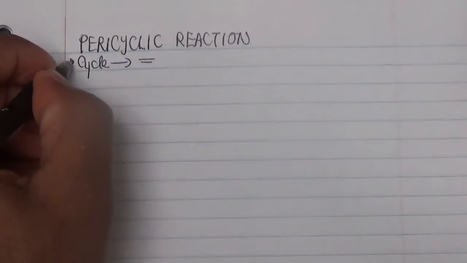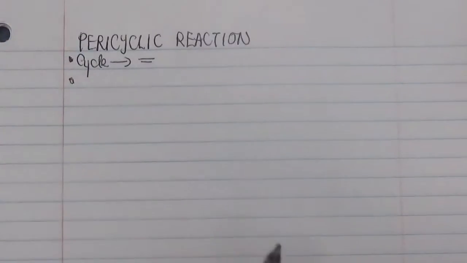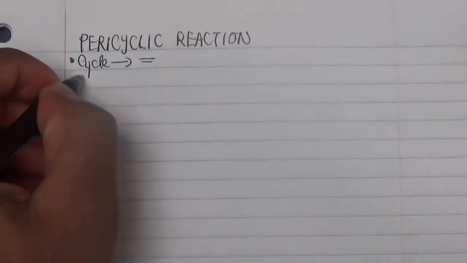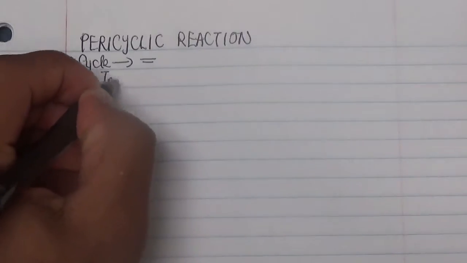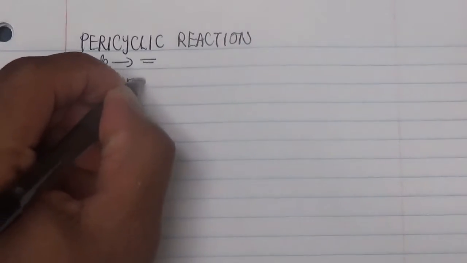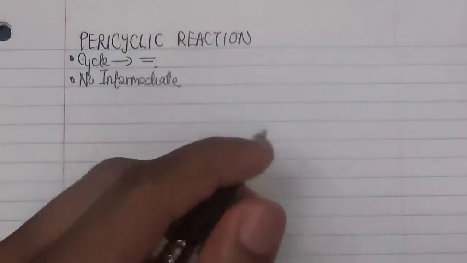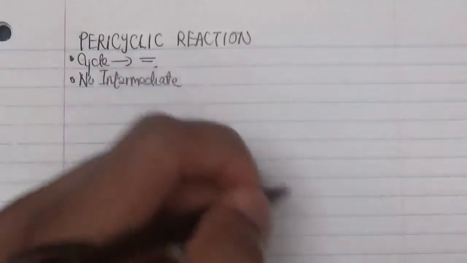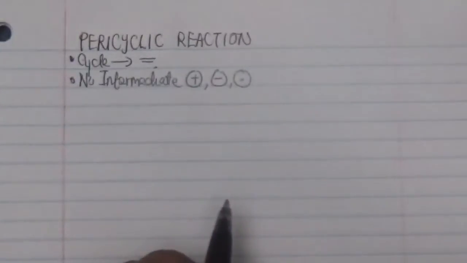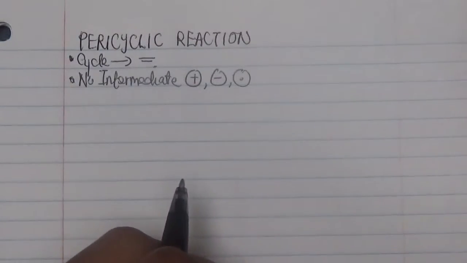One other important piece of information you need to note is that you're not forming any intermediate, so there is no intermediate in this process. The fact that no intermediate is formed shows that there will be no positive charge, negative charge, or any radical formed during this process.